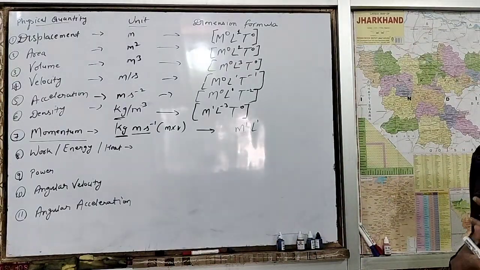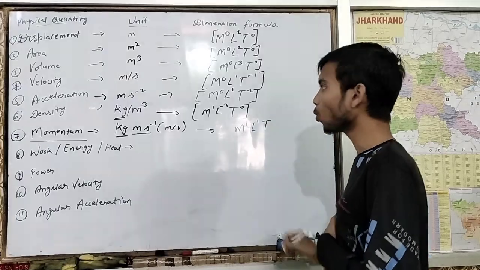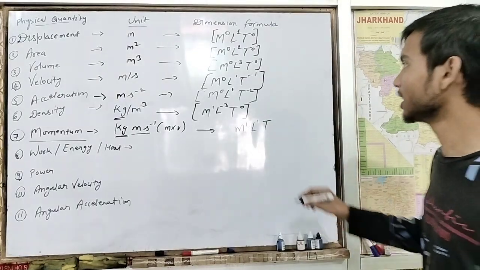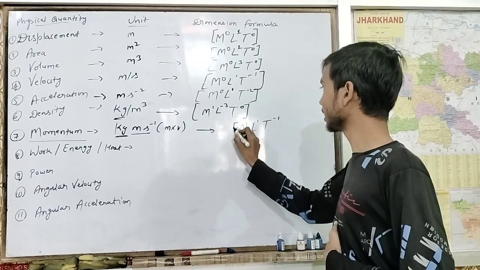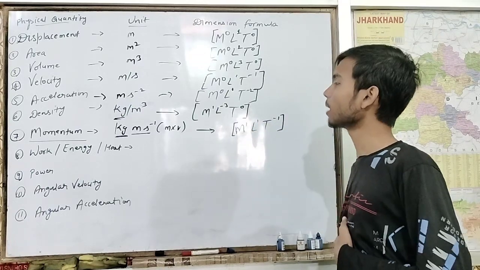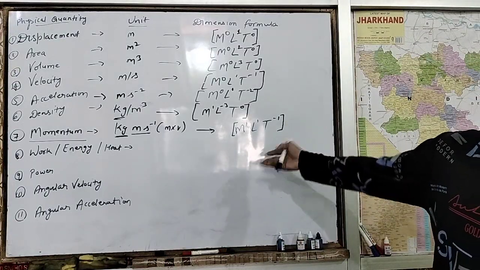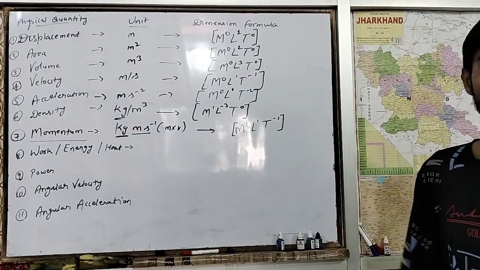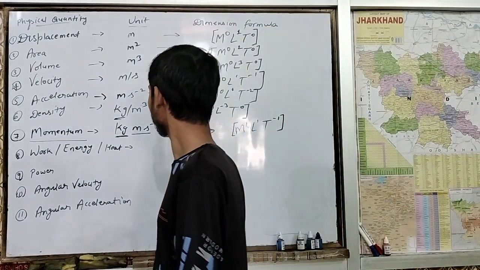Next we have S, which is time. Time is how much? This is also 1, but it is negative, which means it is in the denominator. This is the complete dimension formula for momentum: M1 L1 T minus 1. M1 L1 T minus 1 is the dimension formula for momentum.